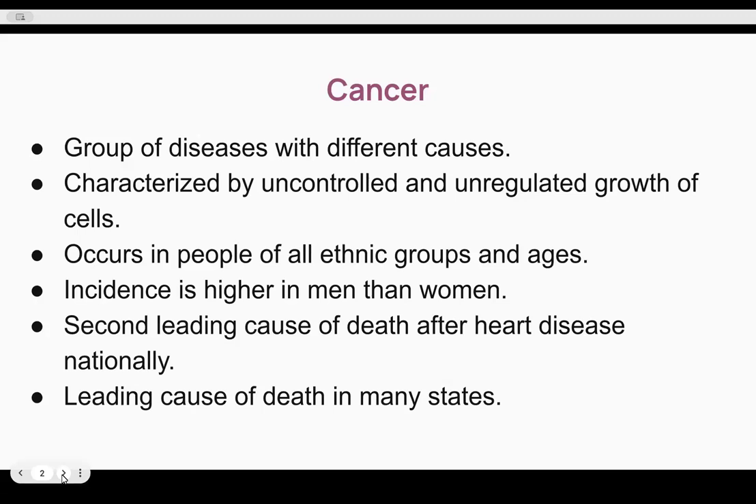Cancer is characterized by uncontrolled and unregulated growth of cells. It can occur in people of all ethnic groups and ages. The incidence is higher in men than women. It is the second leading cause of death after heart disease nationally, so that's in the US. And it is the leading cause of death in many of our states in the US. Most cancers occur in people of age 65 or older. That means I got maybe 5 years.